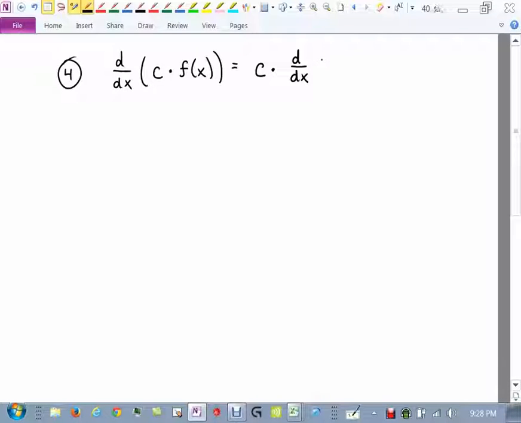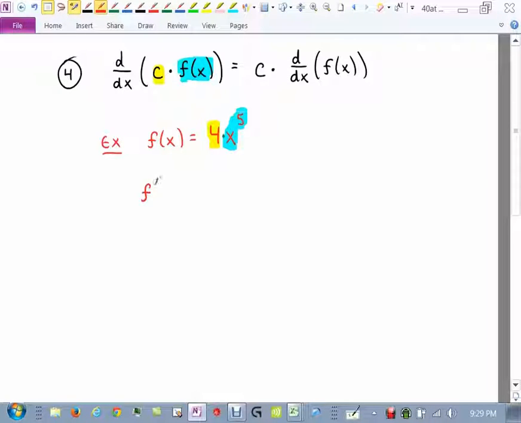Let me show you an example of this. Let's say we have some function, f of x equals 4x to the fifth. So what we want to do is we want to look at this 4 out here in front as being like our constant. And then we have a function, f of x, which is the x to the fifth. Now we know how to take derivative of x to the fifth because that's power rule. So what I'm going to do is I'm going to say that the derivative of this is equal to 4 times the derivative.